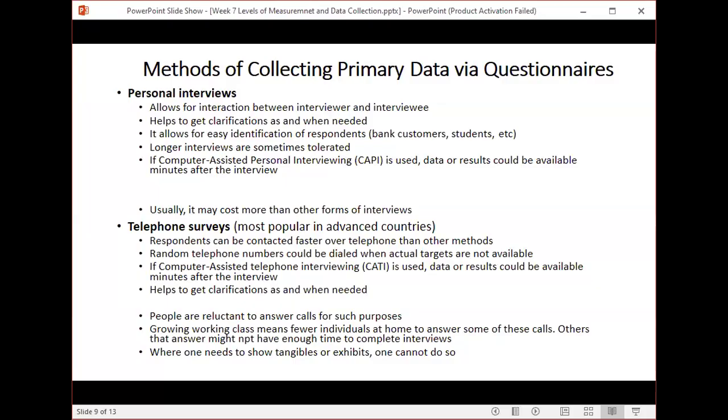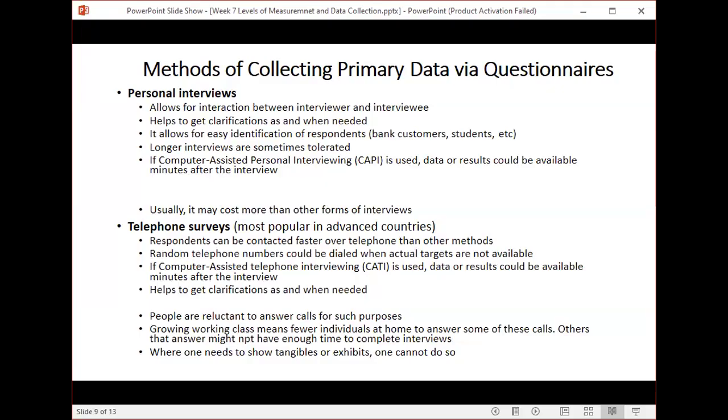We can equally use what we call computer-assisted telephone interview, CATI. All right. So CAPI is the one you would use for personal interviewing, and CATI is for telephone interviewing. You can still use your tablet and fill in the answers as you ask the questions to the respondents. And so with these two, data will be available the moment you are done, right? And it helps to get clarification as and when needed. So if someone does not understand anything, just like the personal interview, you can explain to the person and they get it, right? And you move on.